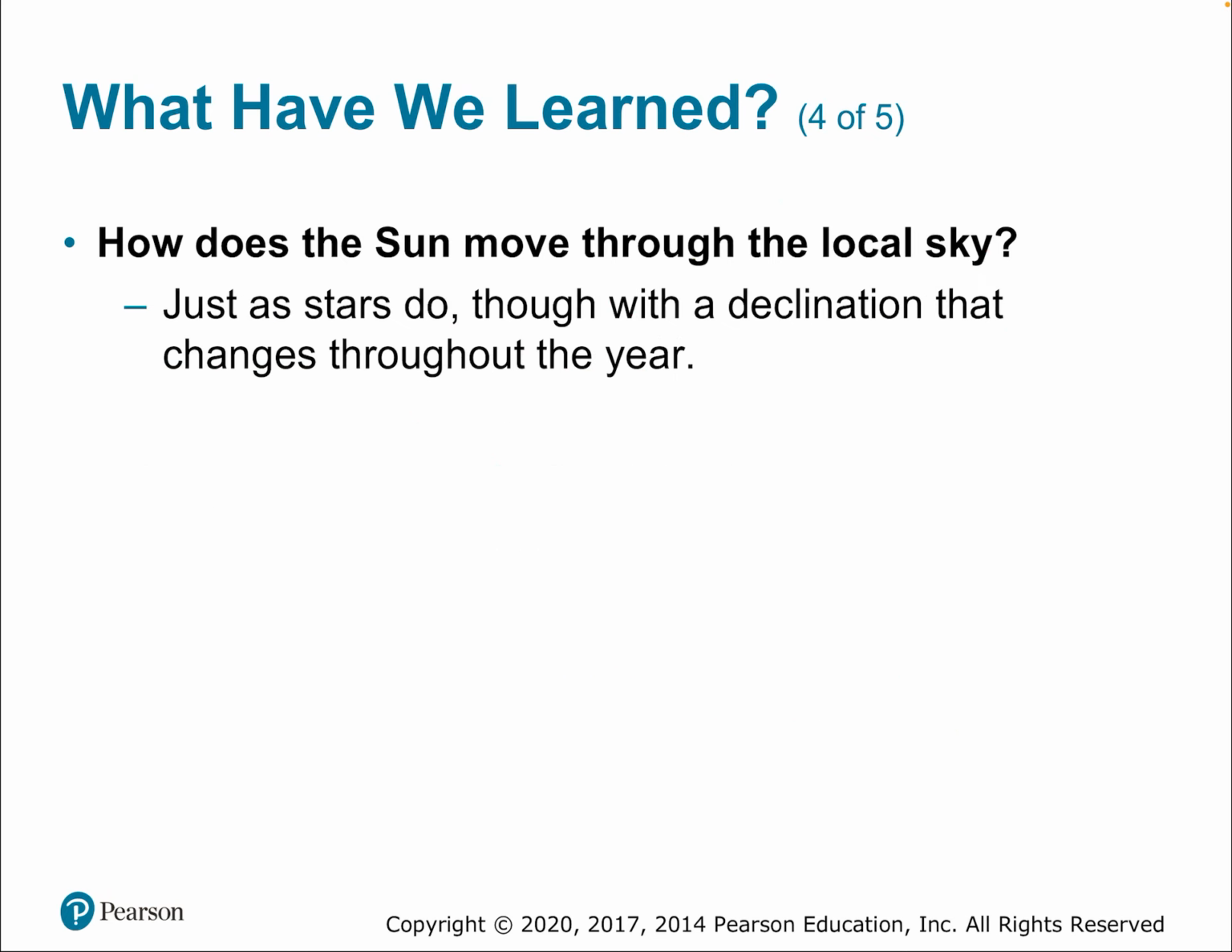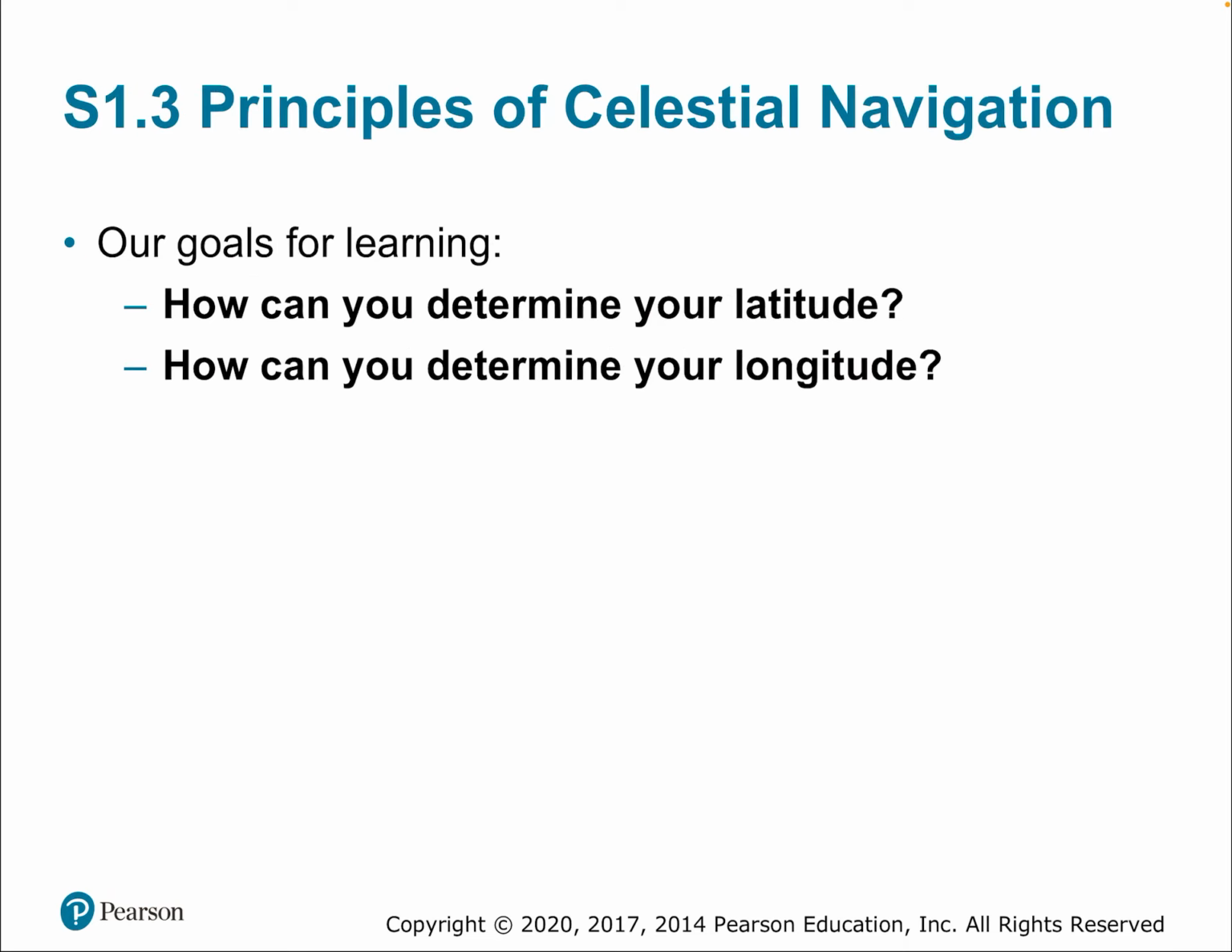And we also answered the question, how does the sun move through the local sky, right? Since we answered the question about stars moving through the local sky, we should have certainly focused on the sun. And we learned that it moves just as stars do, though with a declination that changes throughout the year. Let's look at our final section here, which is quite a bit shorter.